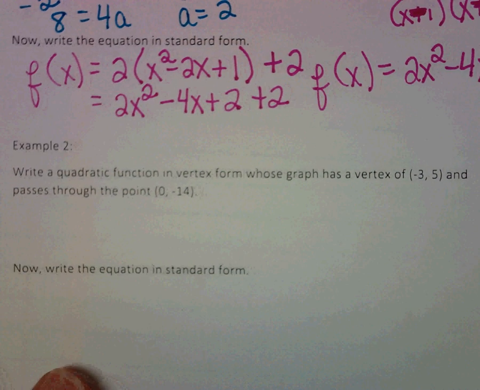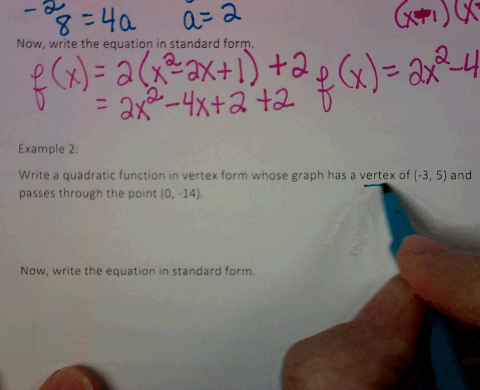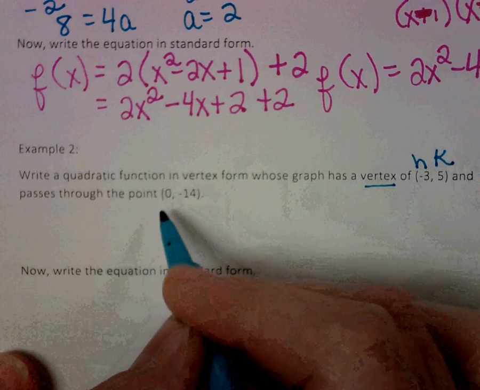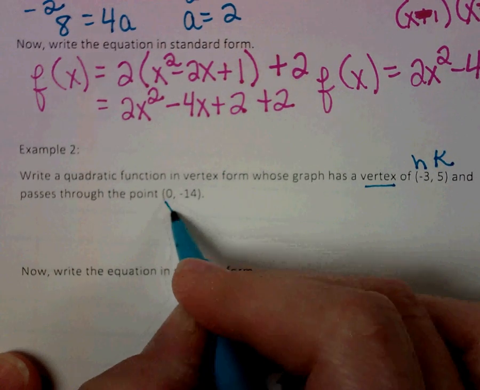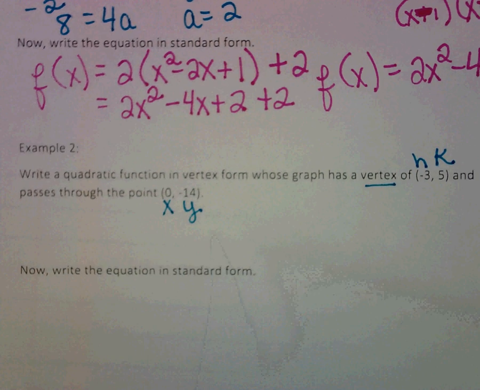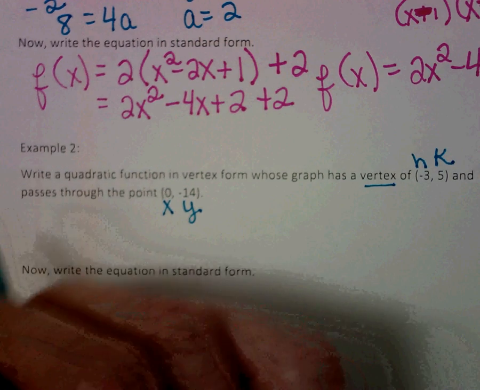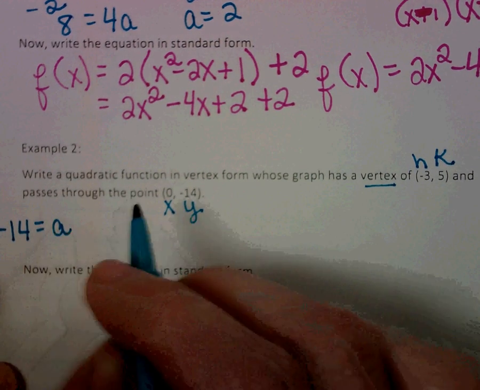So again, when I look at the problem, I'm going to go through and I'm going to label everything. Here's my vertex, so I know that's h and k. And it passes through the point 0, negative 14. So I should have x, y right there. We're going to find our a value. So my y value is negative 14. I don't know what a is.